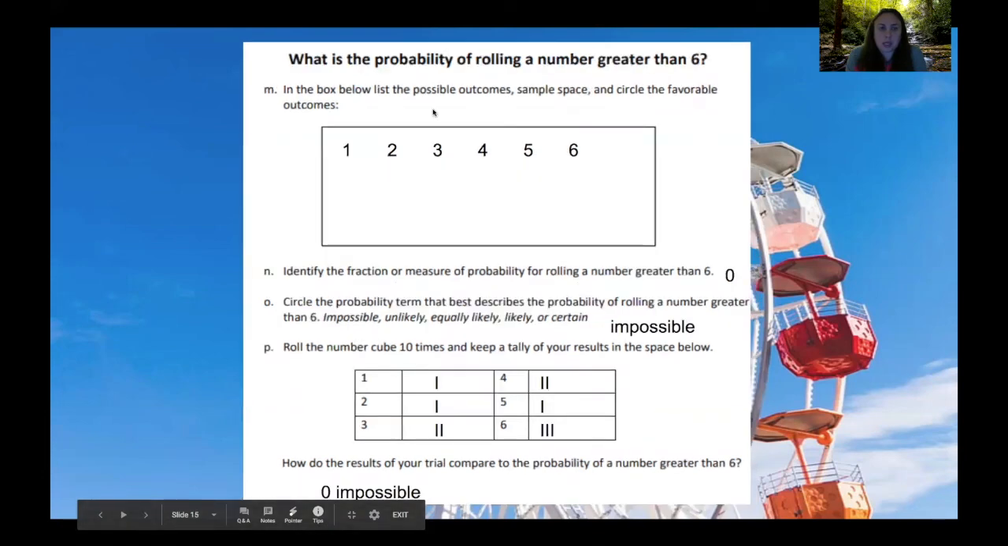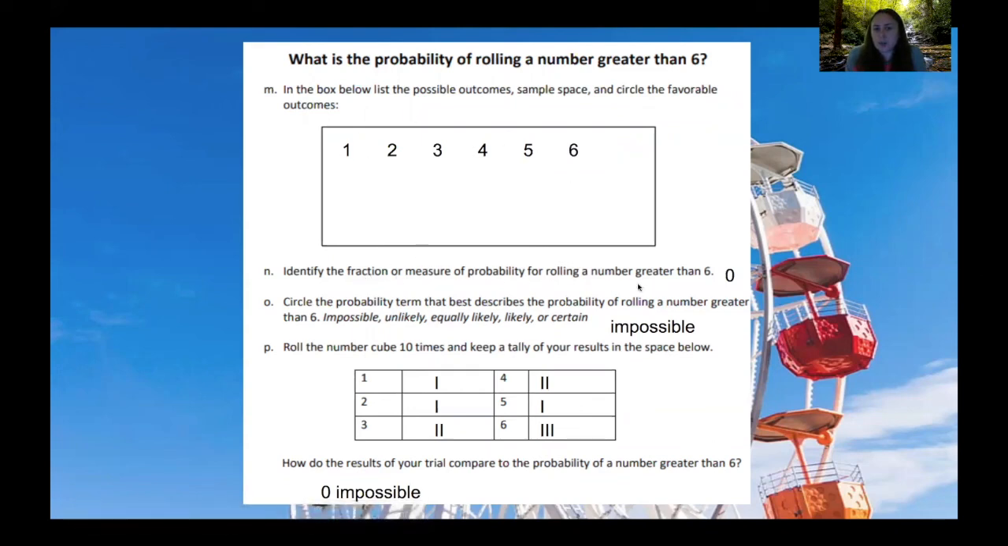All right. Now a number greater than 6. So 1, 2, 3, 4, 5, 6. Identify the fraction or measure of probability for rolling a number greater than 6. None of those numbers are greater than 6. So it is impossible to roll a number greater than 6. And I rolled my numbers and 0 were greater than 6. So it is impossible. So it is the same.